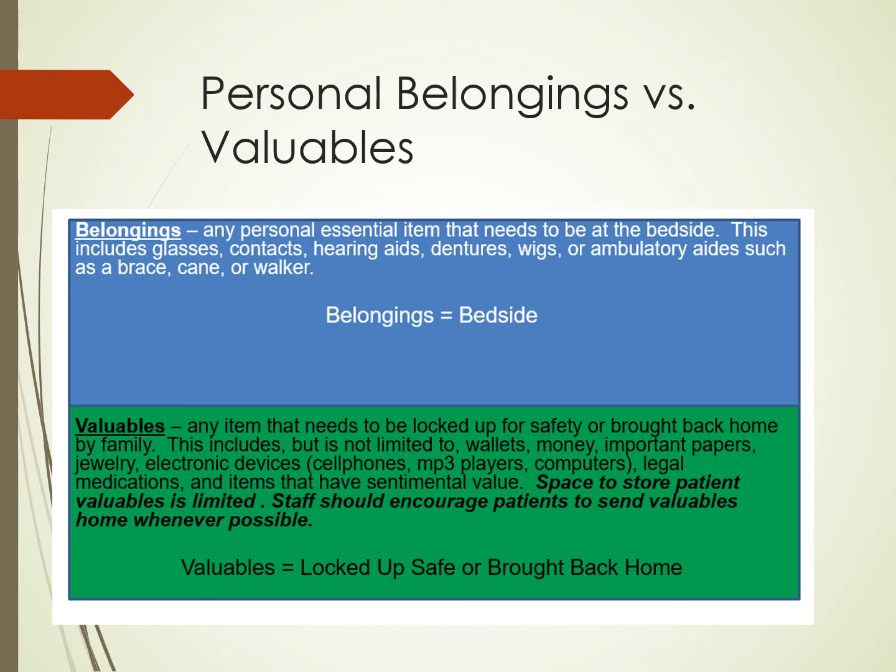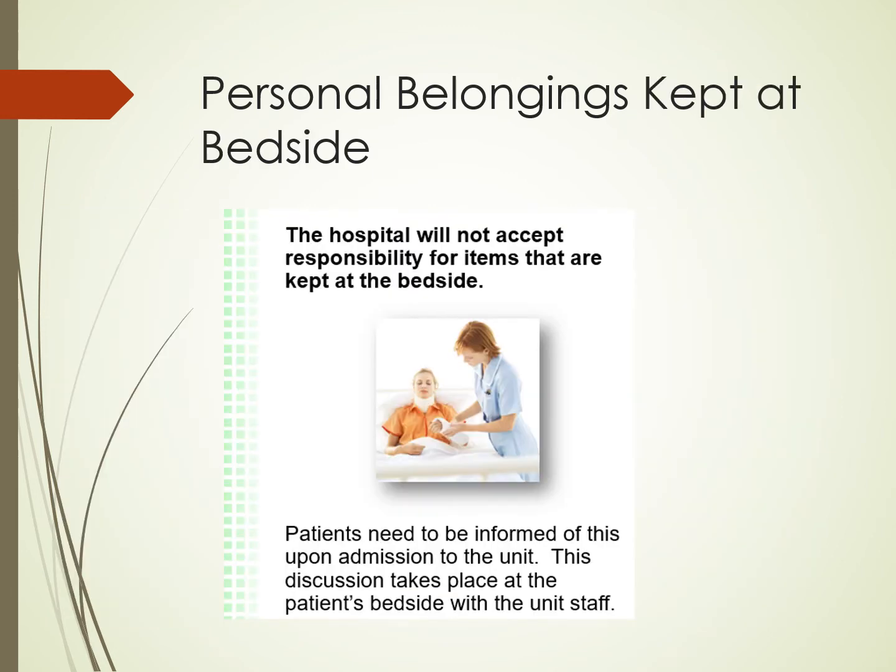So belongings are personal items that can be kept at bedside, like dentures, glasses, contact lenses. Valuables are like a wallet, money, jewelry, electronic devices, etc. Something with sentimental value. Valuables need to be locked up in a safe or brought back home by family. Upon admission to the unit, the nurse needs to make the patient aware that the hospital will not accept responsibility for items that are kept at the bedside.